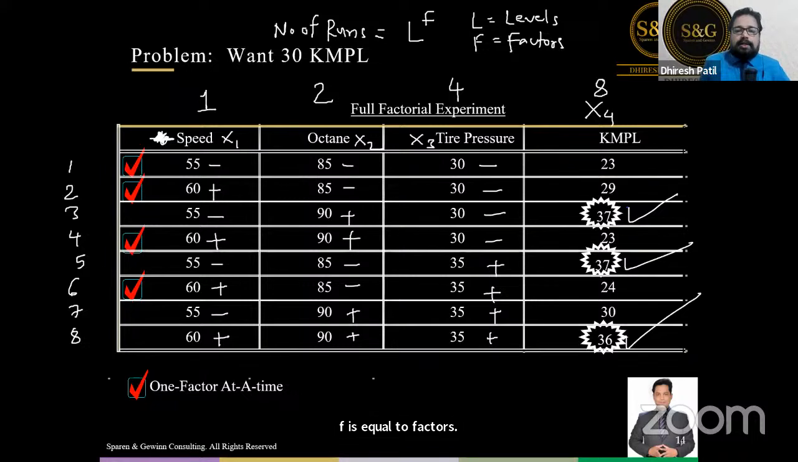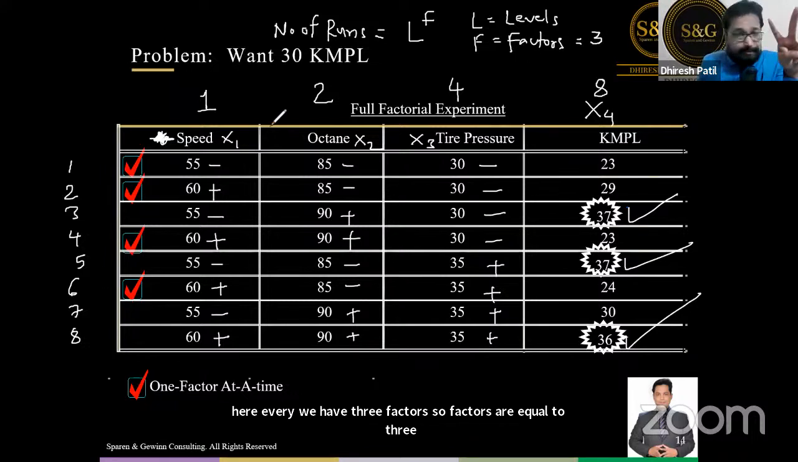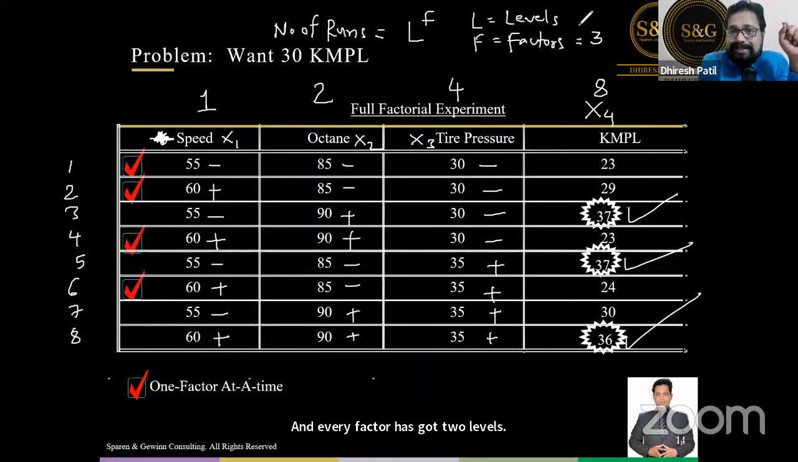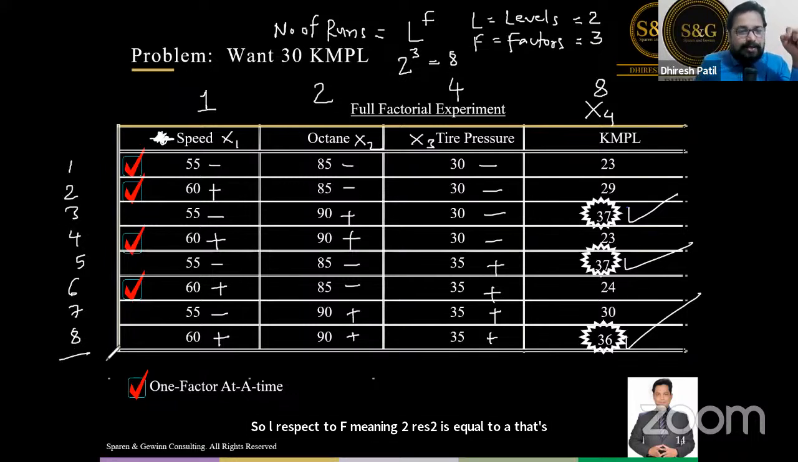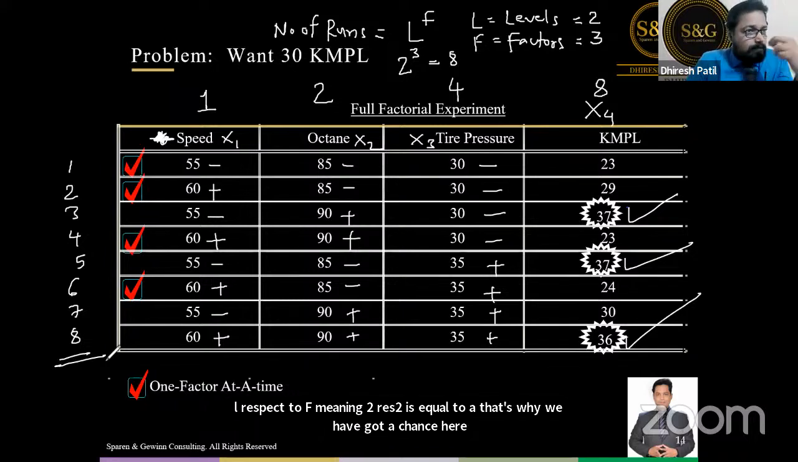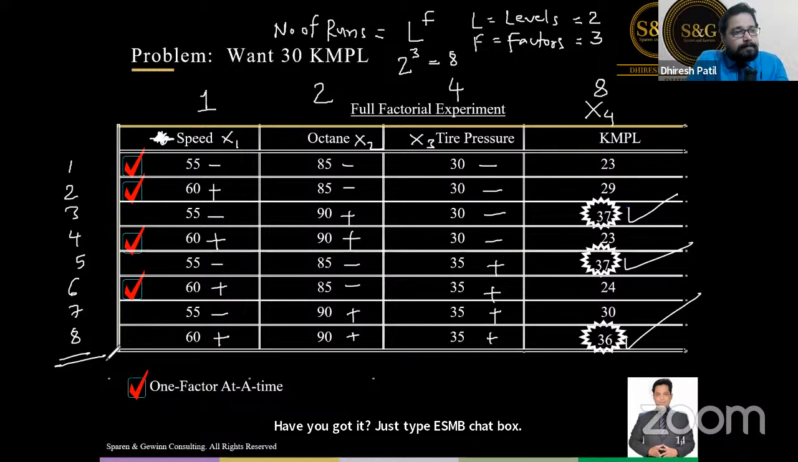Try to understand this. Now here, we have 3 factors, so factors are equal to 3, and every factor has got 2 levels, the lower level and the higher level. There are 2 levels, right? So in this case, levels are equal to 2. So L raised to F, meaning 2 raised to 3, is equal to 8. That's why we have got 8 runs here. Have you got it? Just type yes in the chat box. Clear? Yeah, the truth table type. Yes. Are you clear?